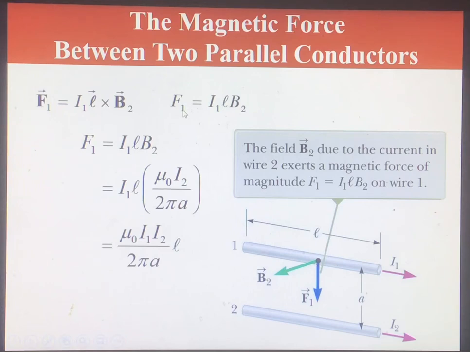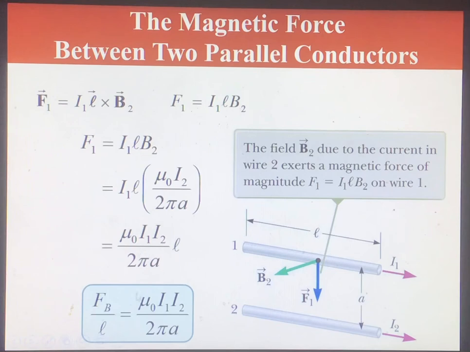So in terms of the magnitude, F1 is just given by I1 times L times B2. I know that B2, I can substitute B2 by mu naught I2 over 2 pi times A, because we know that the magnetic field B2 produced by a very long conductor is just given by this equation right here. So if you substitute that, you can calculate your F1 using this equation here.